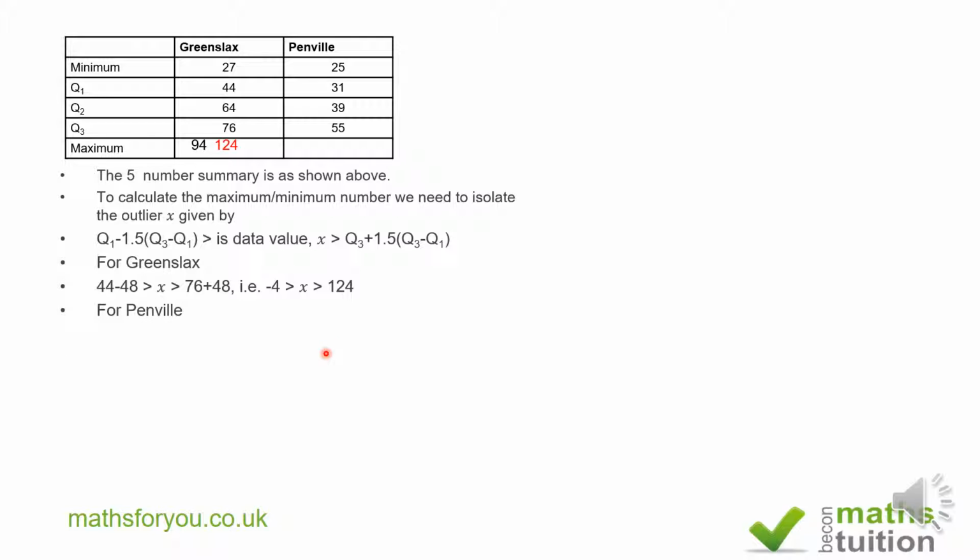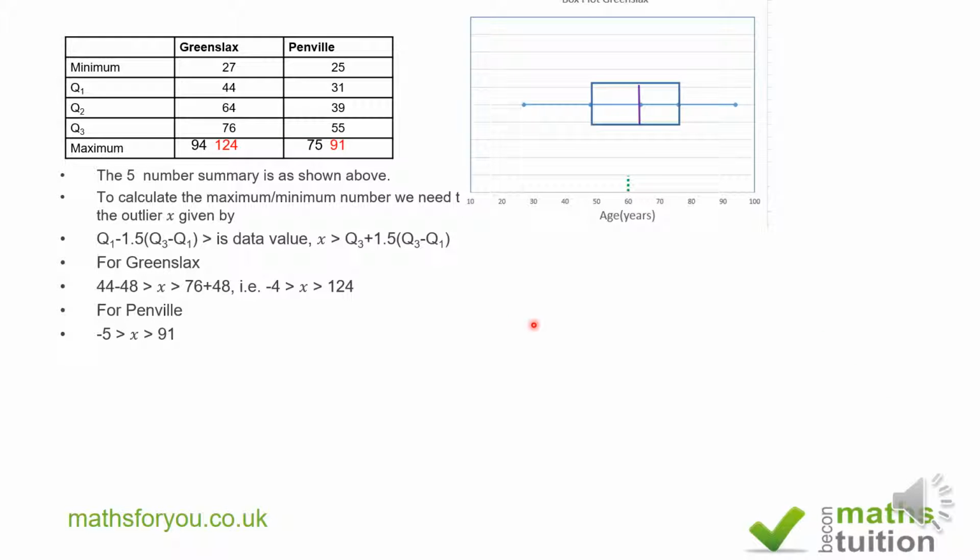Now, on the other hand, for Penville, we've got the boundaries from minus, because nobody's going to be minus 5 years old, so anyway, from minus 5 to 91. So in effect, our minimum value of 25 is okay. And so we now have 75, which is the maximum value in our distribution before the boundary of 91. So our box and whisker is going to go from 25 to 75 or from 25 to 91. Okay, right, let's see how we get on.